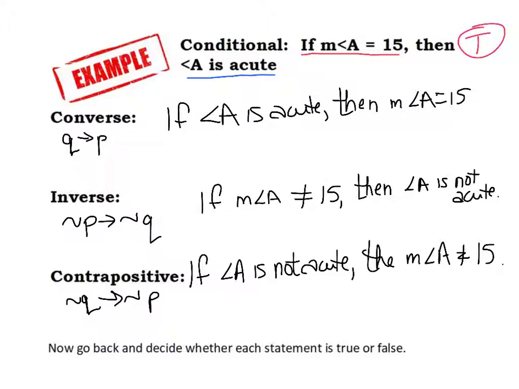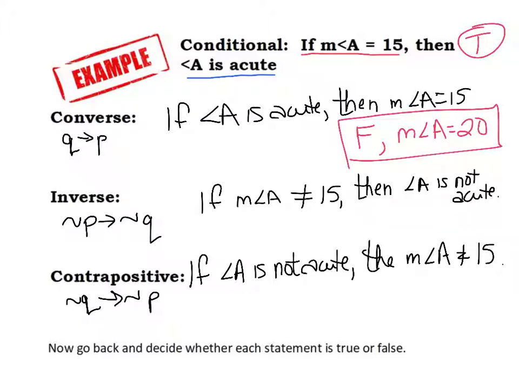I would just pick a different value for angle A. So I would say false, and my counterexample is that the measure of angle A equals 20. And we, of course, could all have different counterexamples there.